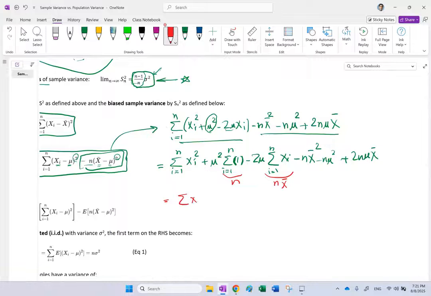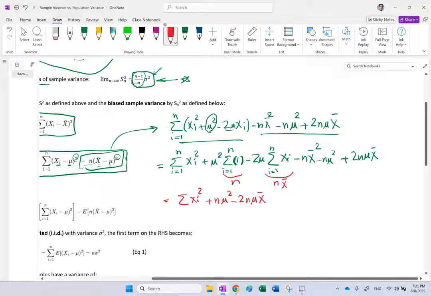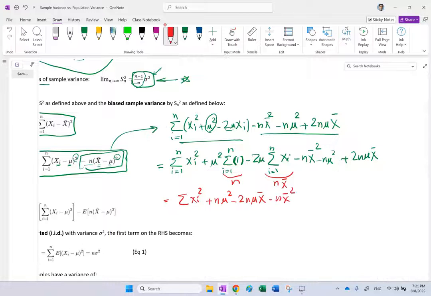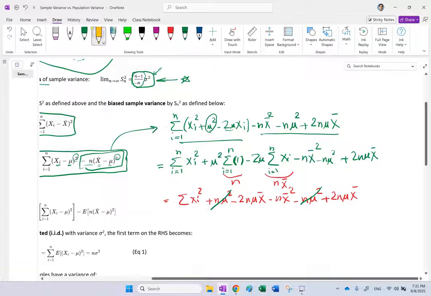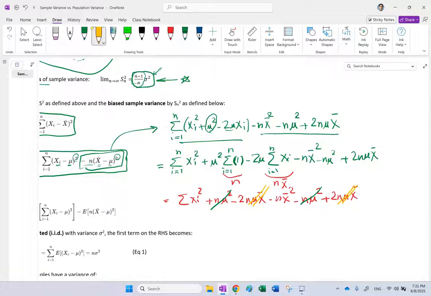Here is going to be the summation of xi squared. And then this one is going to be plus n times mu squared. That is going to be negative 2n mu x bar. And then minus n times x bar squared. And then minus n times mu squared. And then plus 2n mu x bar. And now if you see, some terms would cancel out. These two terms would cancel out, and then these two terms would cancel out. So it's just going to be the summation of xi squared minus n x bar squared. So this is your right-hand side, okay?